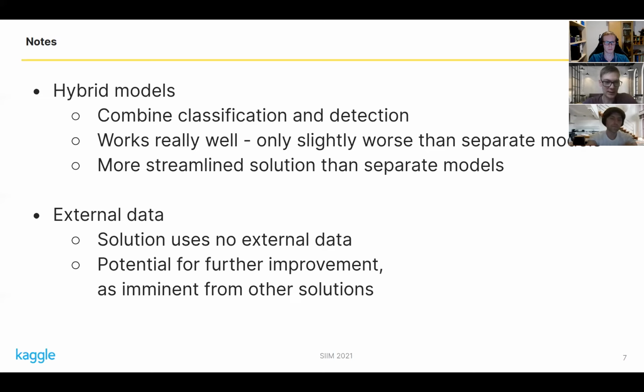Regarding external data, our solution does not use any external data. We only rely on the around 6,000 training images. But we saw from other solution descriptions that external data holds some potential improvements. So in the future, if we would want to continue working on this problem, we would aim at investigating this further to potentially further improve the solution presented.